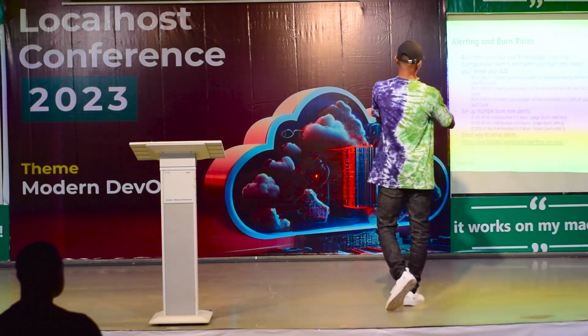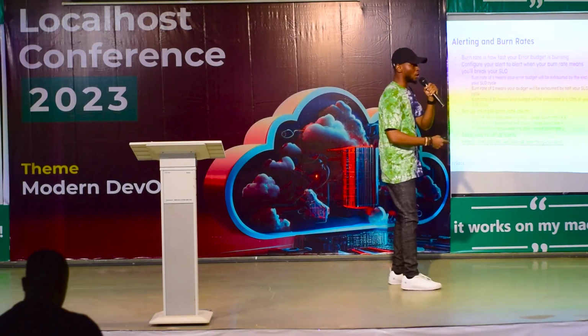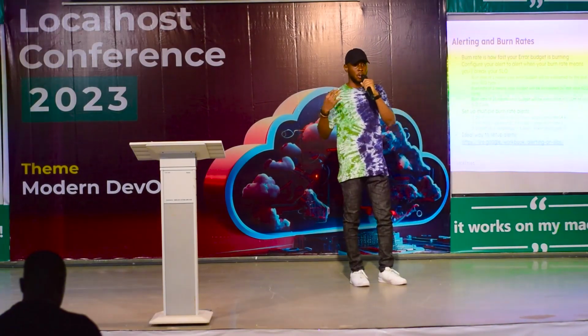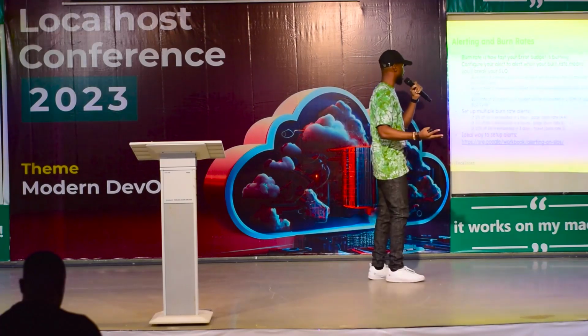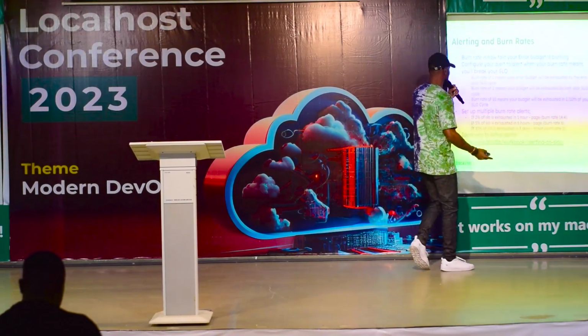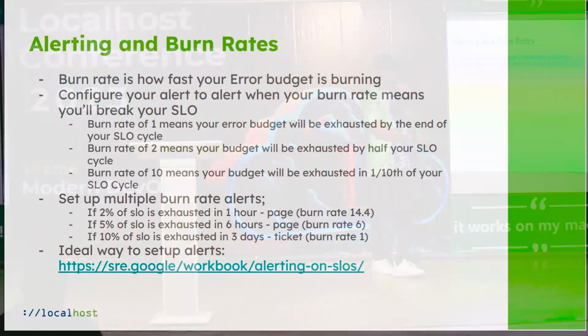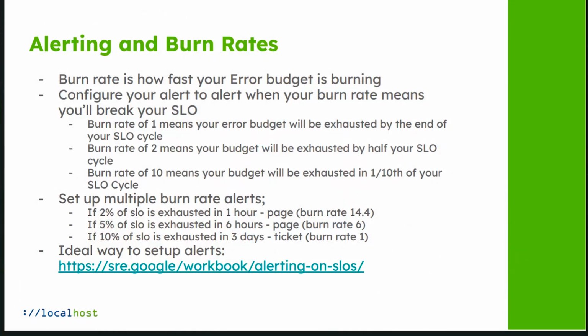So based on how you want to measure your error budget, you can define different alerts. For example, you can say, if 2% of my SLO is exhausted in 1 hour, give me an alert. If 5% of my SLO is exhausted in 6 hours, give me another alert. If 10% of SLO is exhausted in 3 days, give me an alert. So different alerts can be defined in different ways to let you know that there is a problem in your system that needs addressing, and there's a problem in your SLOs that you need to address immediately.